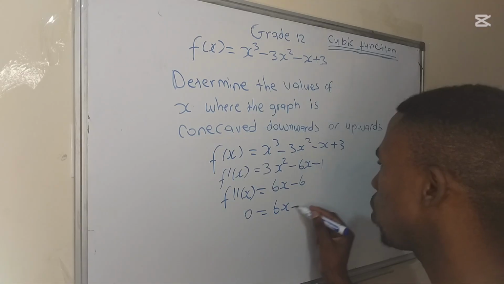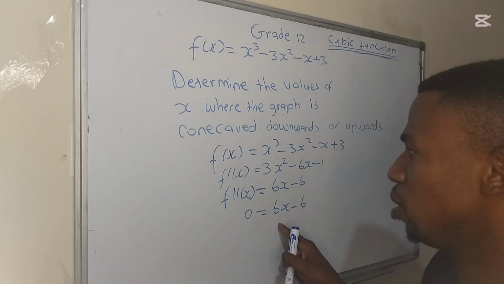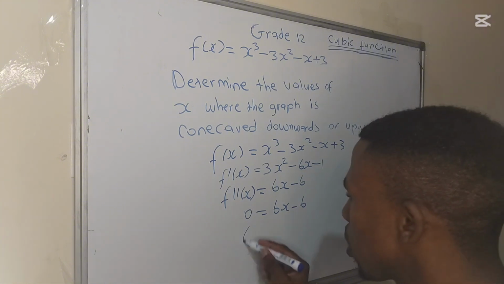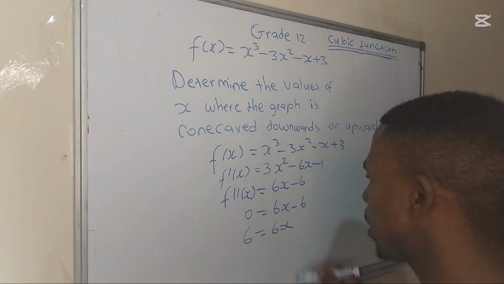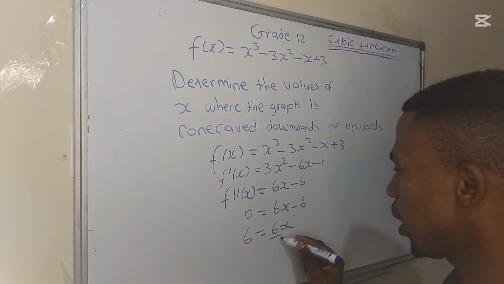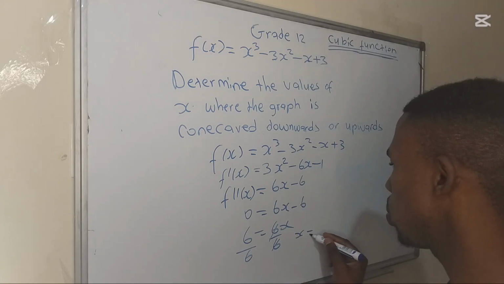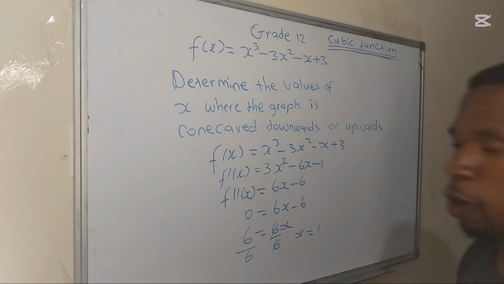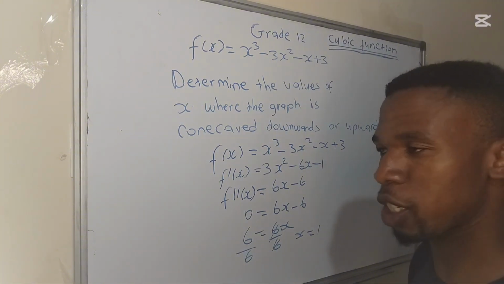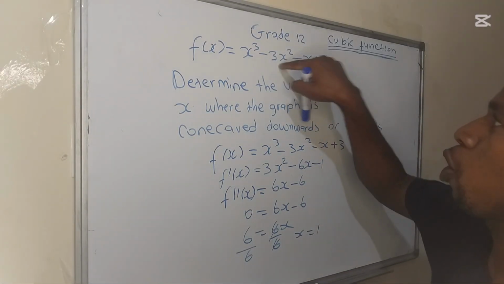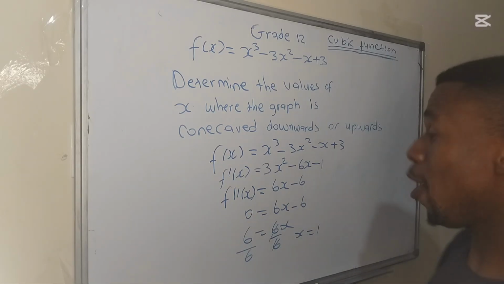so that you can solve for x and find the point of inflection. So we have our transpose. Then we divide 6x by 6 on both sides. Then our x is equal to 1. So this is the x coordinate of the point of inflection. Then in order for you to find the value of y, you just need to plug this one into your original equation.